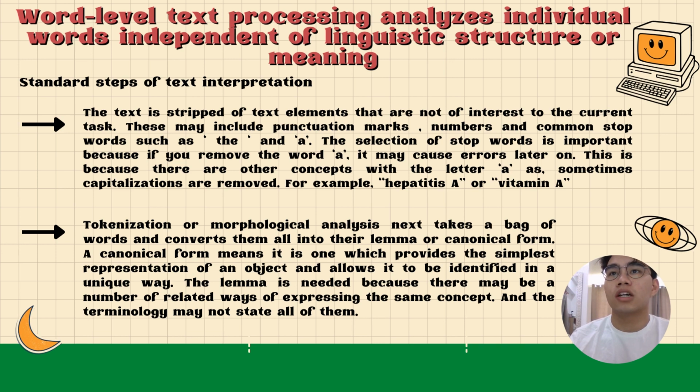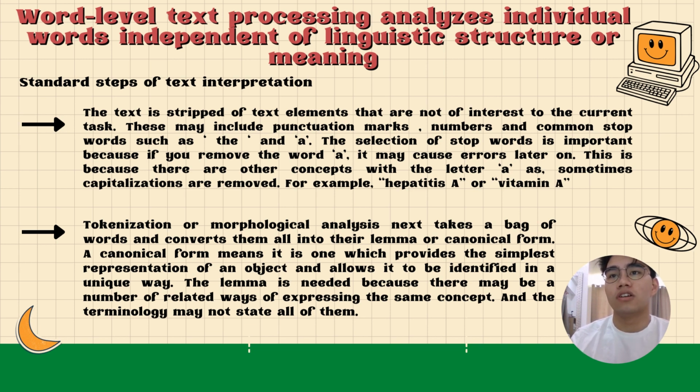Standard steps to text interpretation. First, the text is stripped of text elements that are not of interest to the current task. This may include punctuation marks, numbers, and common stop words such as "the" and "a." The selection of stop words is important because if you remove the word "a," it may cause errors later on. This is because of other concepts with the letter A, as sometimes capitalizations are removed. For example, hepatitis A or vitamin A.